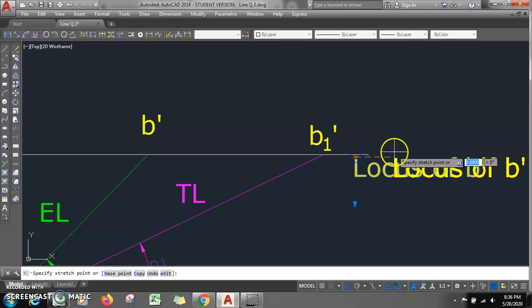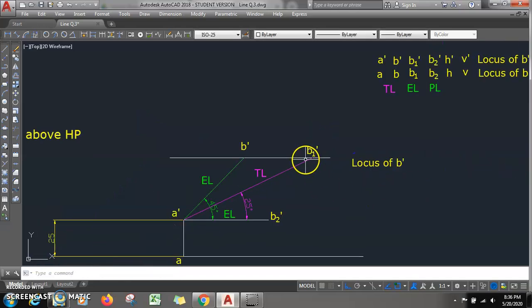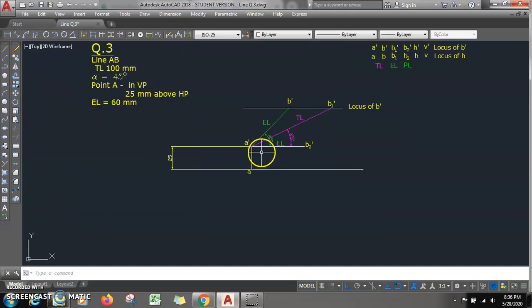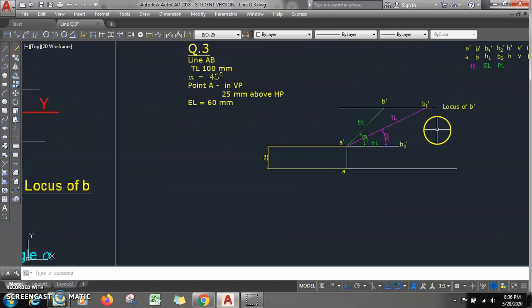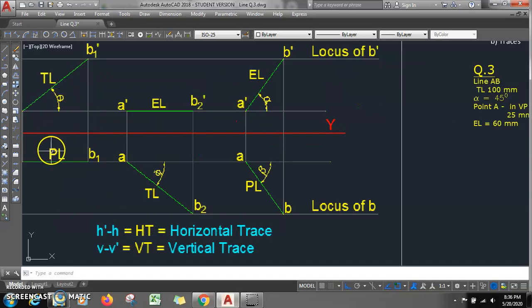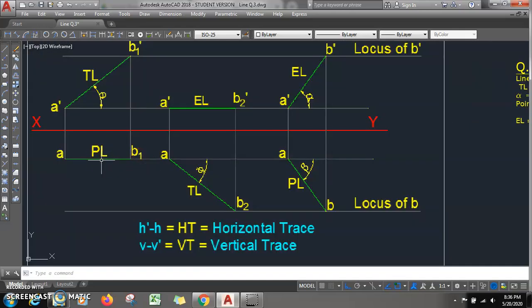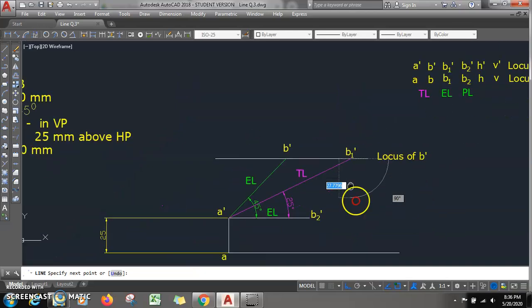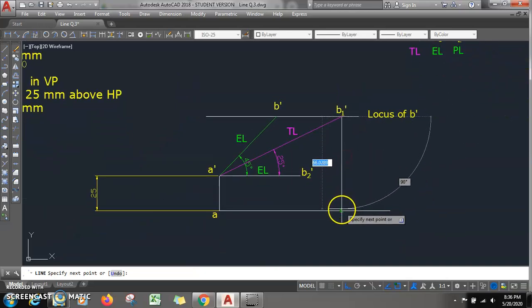This is a locus of B dash, you see. Okay, now data is over. What next? The true length at theta will give you plan length parallel to xy. So from B1 dash, if I draw a vertical line on the xy line itself, you will be getting plan length.